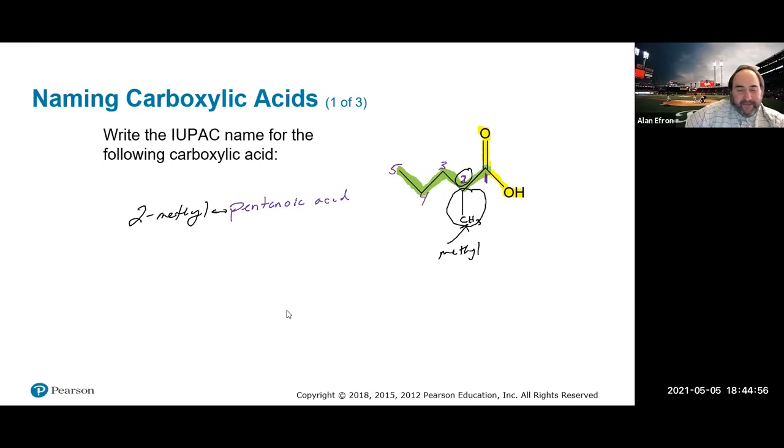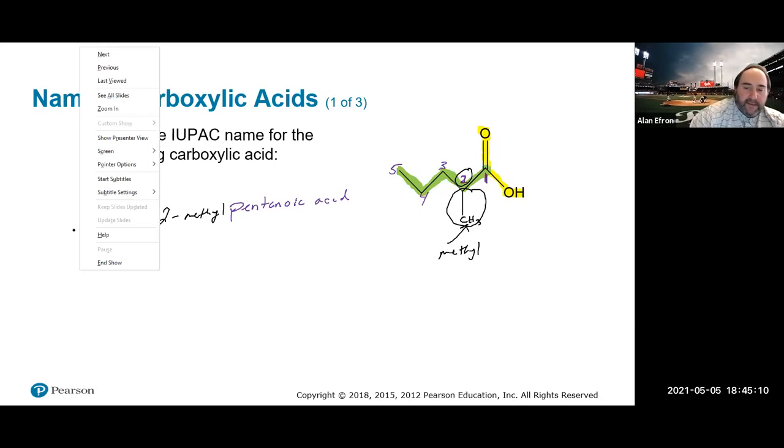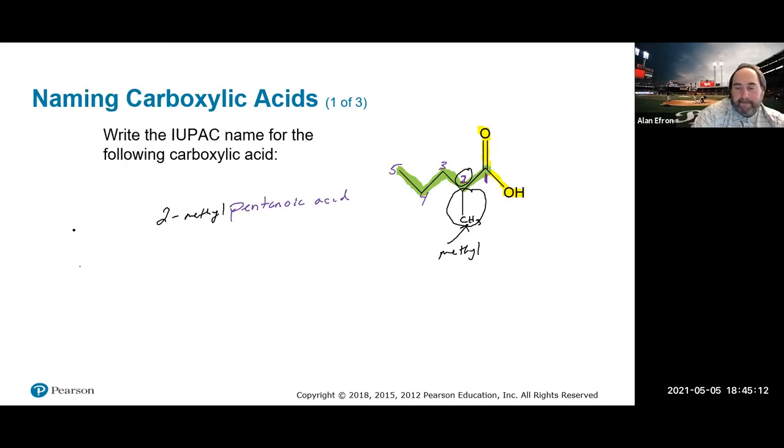I spaced it a little much there, I think. Bring it in a little bit. Any questions on that name there? So 2-methyl pentanoic acid would be the name of this structure. Any questions on that? Okay.